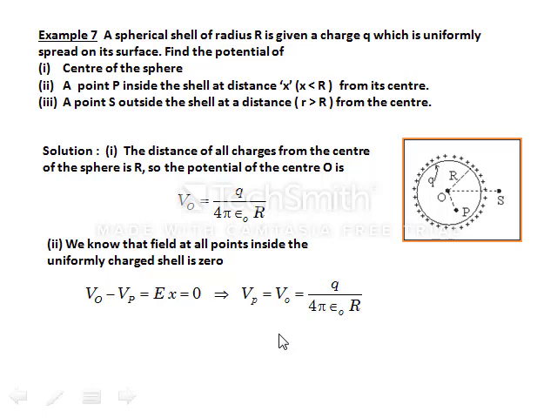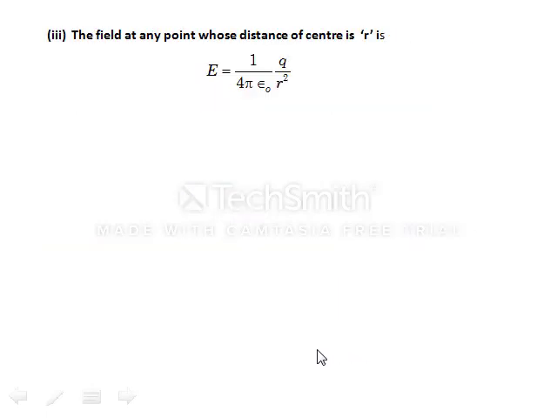Now let's see the calculation of the field outside it. We know there exists a field at point S. By Gauss law we know that we can assume this whole charge to be concentrated at the center, and the field at S will be in this direction, rightward. That will be 1 by 4 pi epsilon naught q by r square. So the field at any point whose distance from the center is r is this one. At any point outside the shell, this is the value.